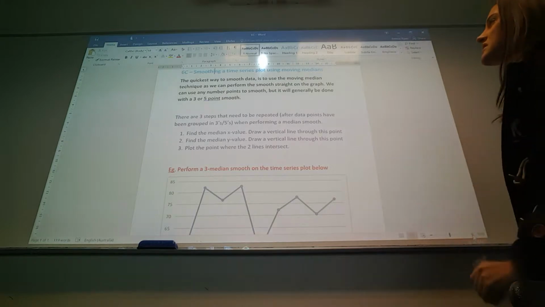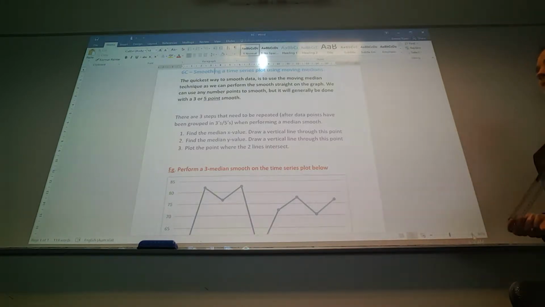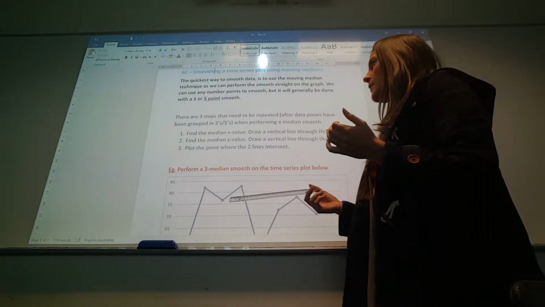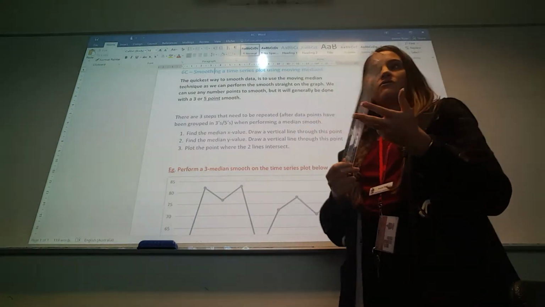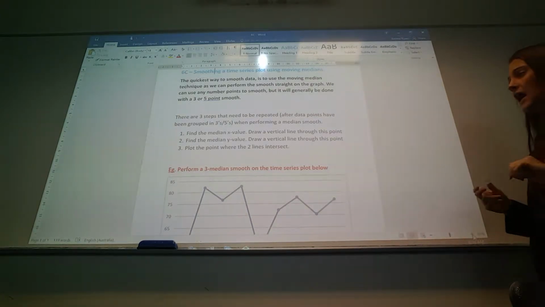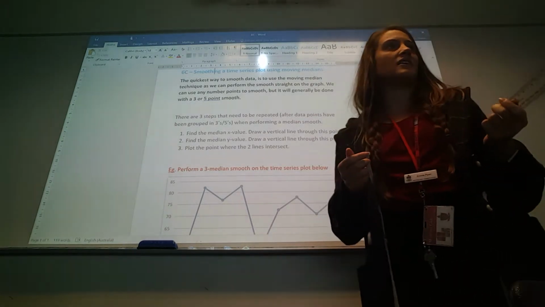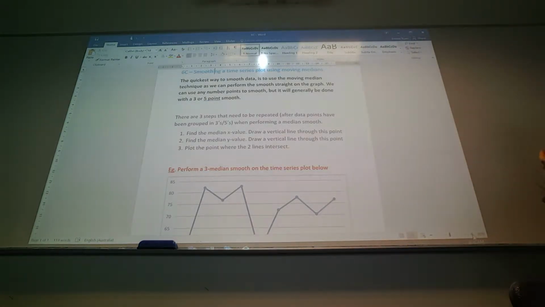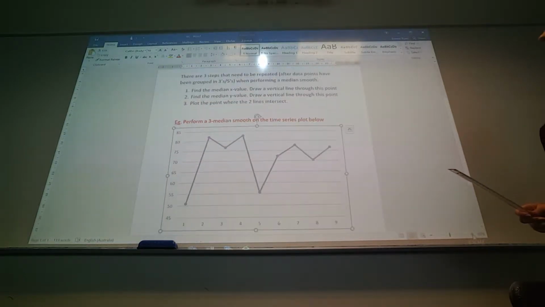Yep, cool. So today we are looking at using moving medians. And moving medians are usually done with an odd number of points. So 3, 5 or 7 or however many data points you've got. And it's much quicker and much easier than using a moving mean. So 3 steps that we need to keep repeating.